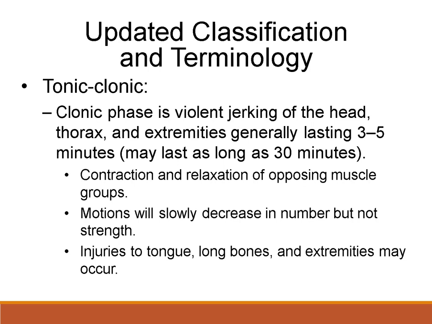The clonic movements can injure the patient from the rapid and powerful alternation of contraction and relaxation, with injuries to the tongue and long bones, as mentioned there. The seizure can last as many as 3 to 5 minutes typically, but even up to 30 minutes. These patients usually have a retrograde amnesia, so they do not recall anything about the seizure or the events.